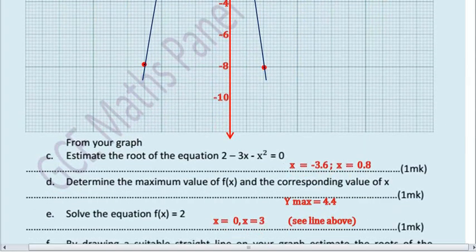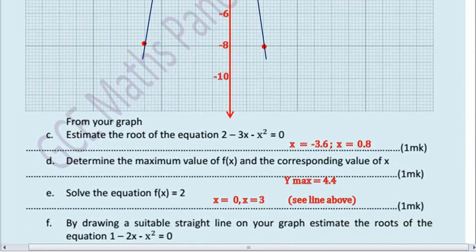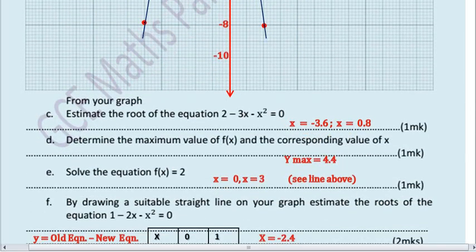That's y max. Solve the equation f of x equals 2. What you have to do here is just move to your curve and draw the line y equals 2, this line in blue, and see the points where this line cuts the other curve which you have drawn before. The values of x here are minus 3 and approximately 0. So this gives us x equals 0 and x equals minus 3.